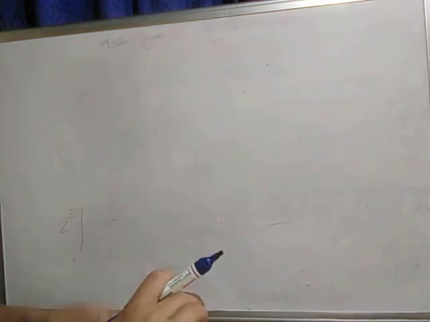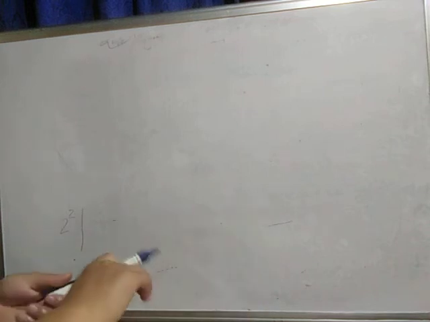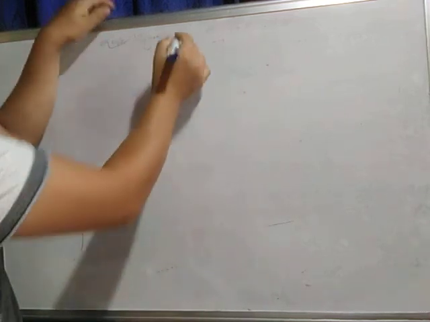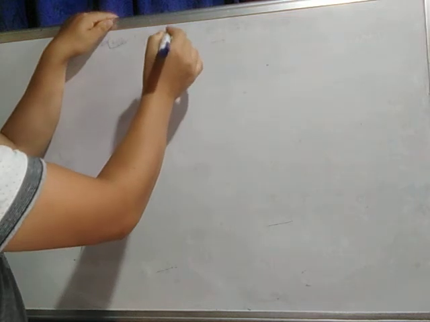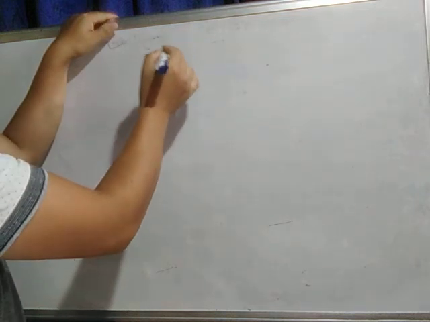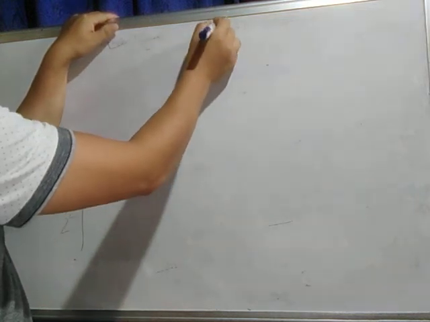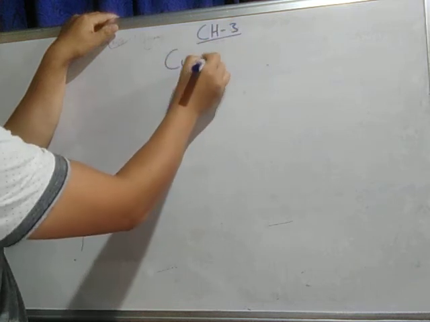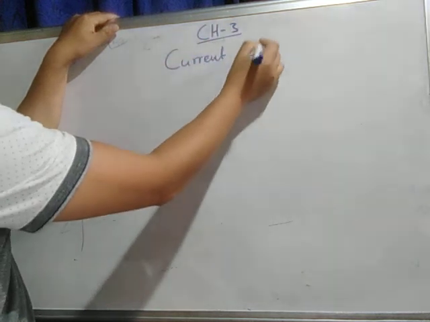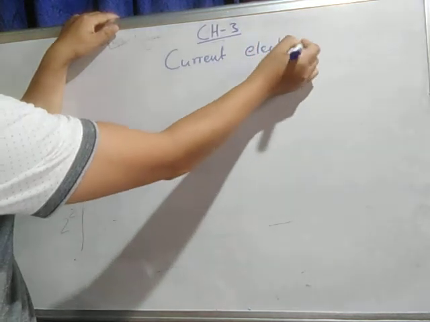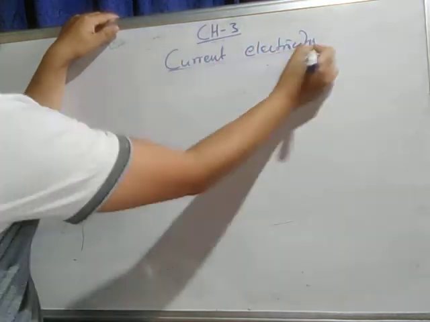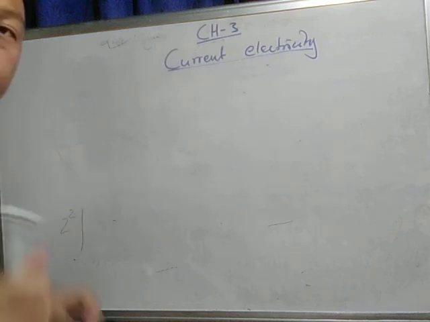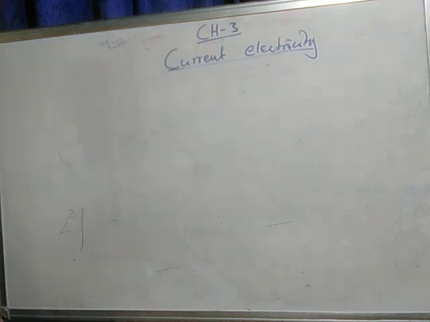We're going to start our next chapter, that is current electricity, chapter number 3. So chapter number 3, current electricity. Okay, so write down current electricity.